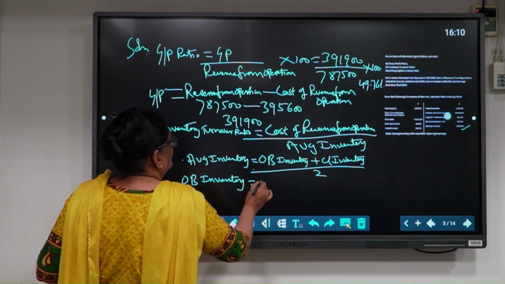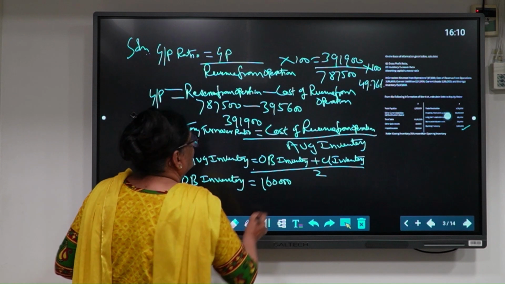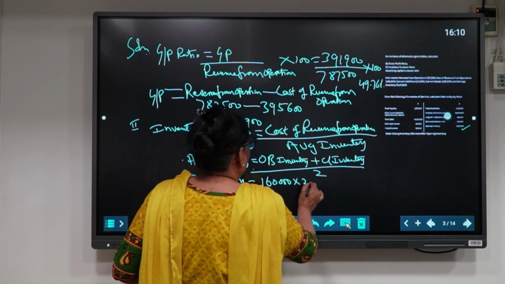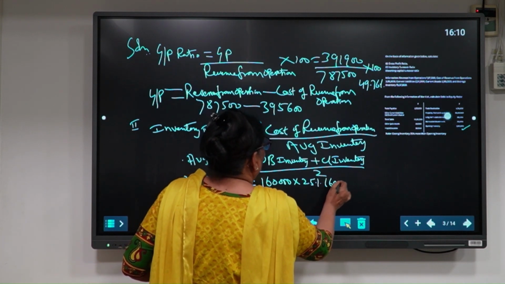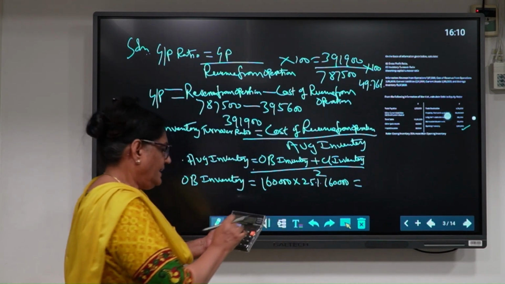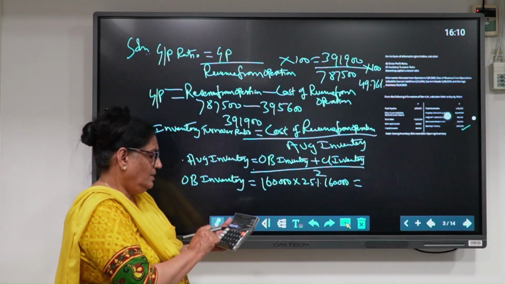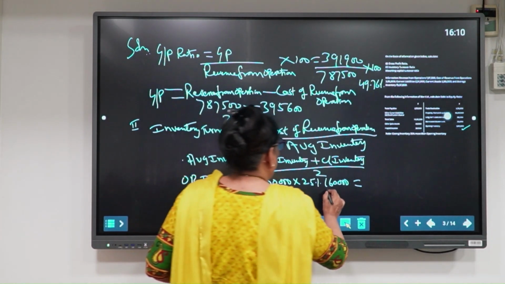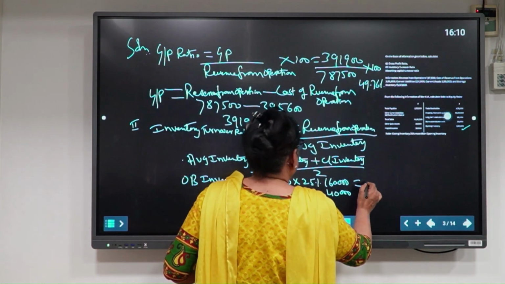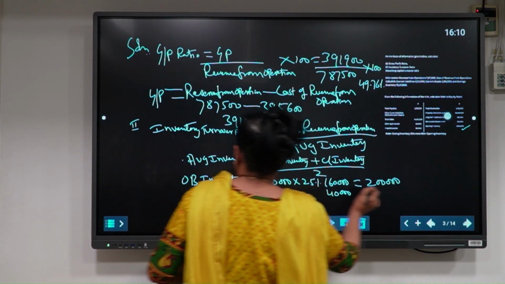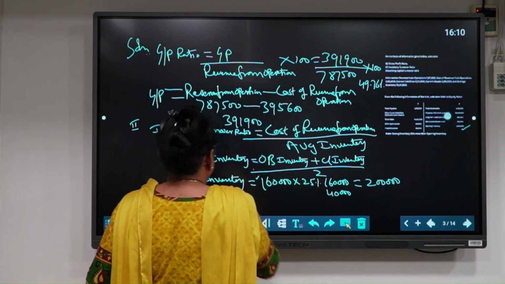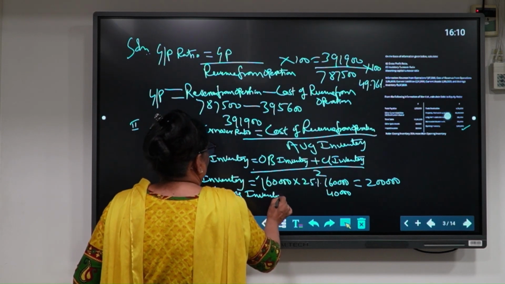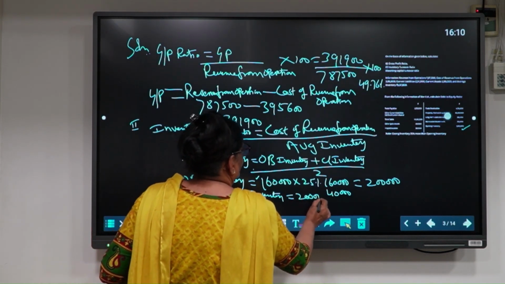This is a direct problem. 1,60,000 opening inventory is given to us. Closing inventory is 25% more than opening inventory. Let us check. 25% of 1,60,000 you get 40,000. Therefore, closing inventory is 2 lakhs. Opening inventory is 1,60,000, closing inventory is 2 lakhs. Understood?